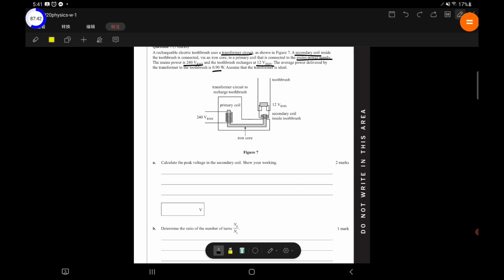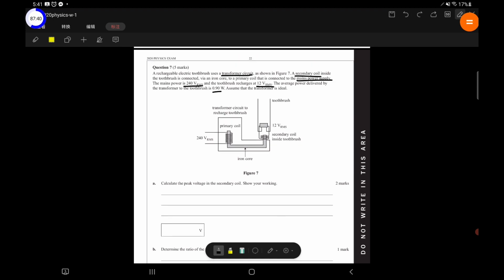All right. Part A, calculate the peak voltage in the secondary coil. Well, using the definition of RMS voltage, we can rearrange this formula and find that the peak voltage is nothing more than the square root of 2 factor times the RMS voltage. That was a weird way of saying it. Essentially square root 2 times 12.